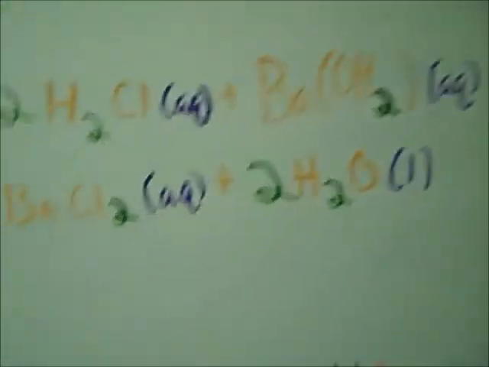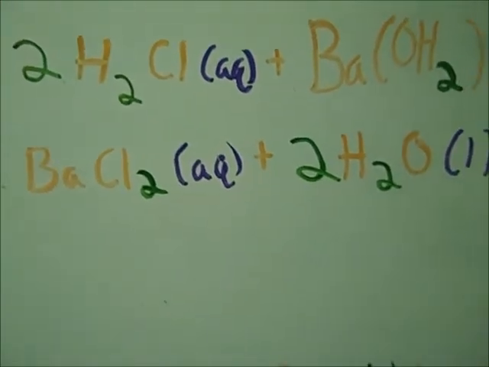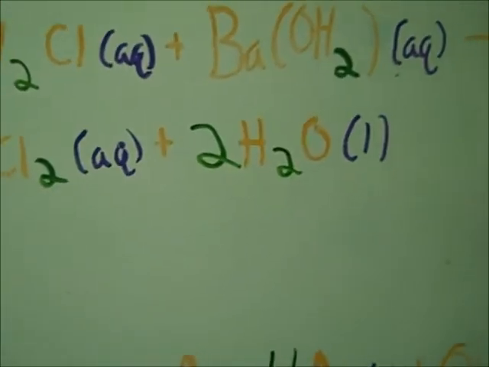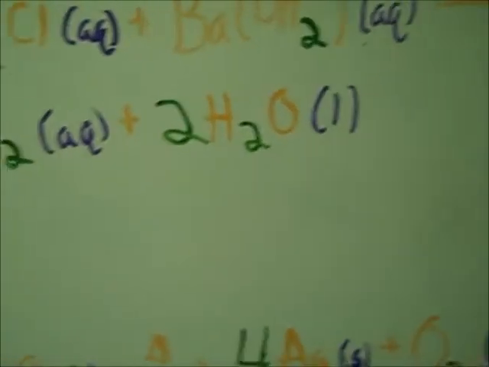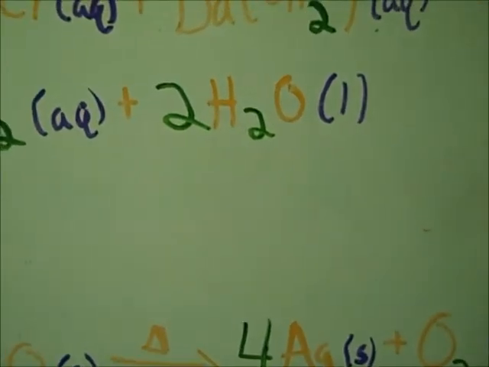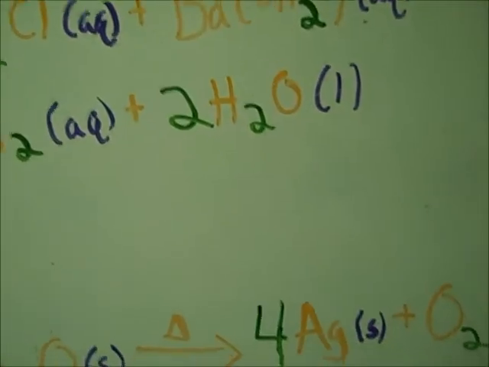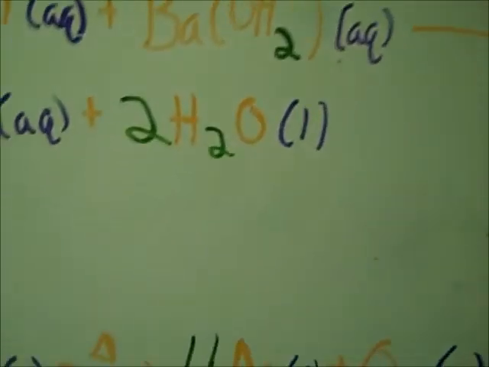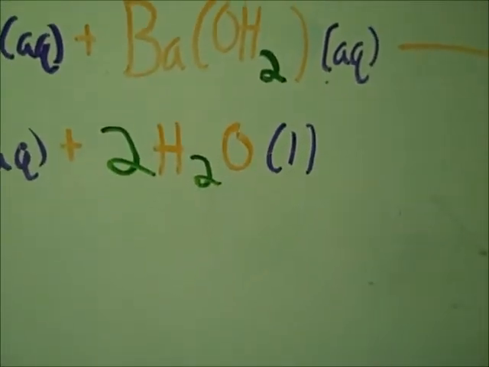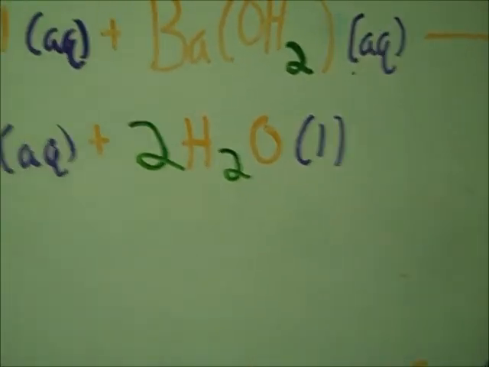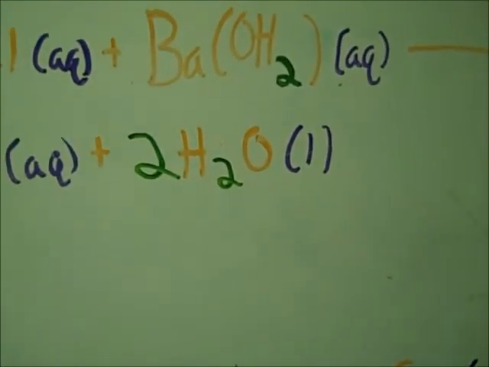These reactants produce barium chloride, and that is aqueous. And liquid water. And it forms 2 molecules of water because hydrogen and oxygen are both diatomic. And because there are therefore 2 hydrogen atoms and the subscript is 2, so that's 4 hydrogen atoms and 2 oxygen atoms.